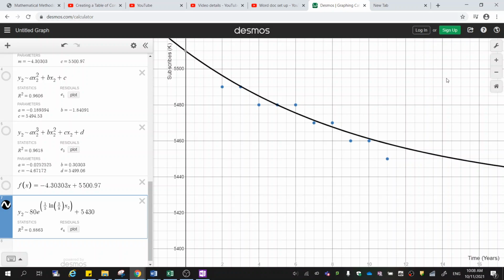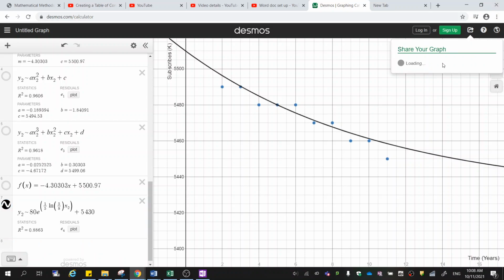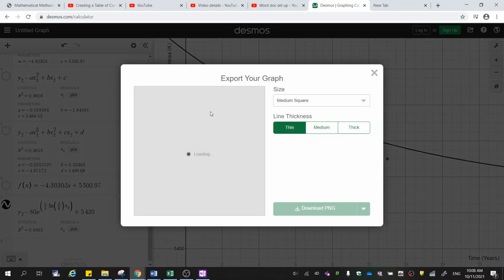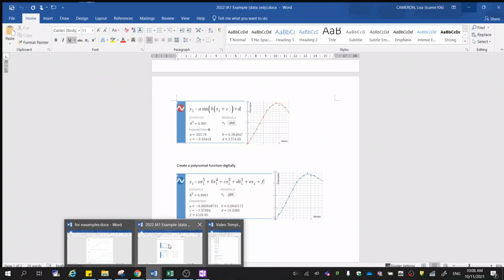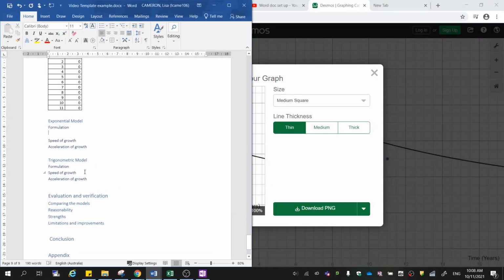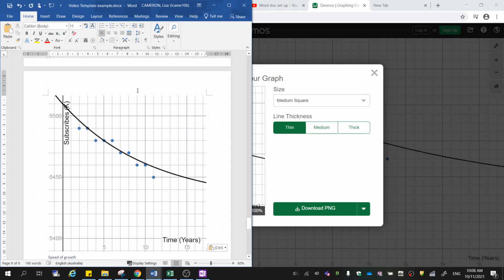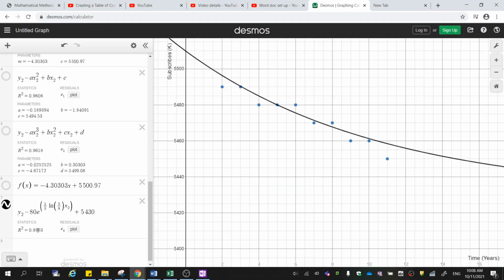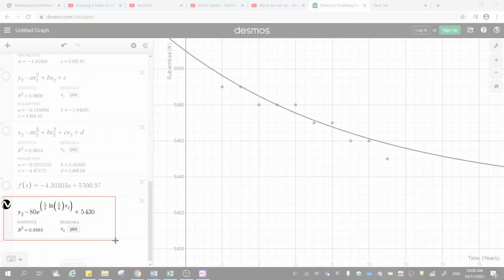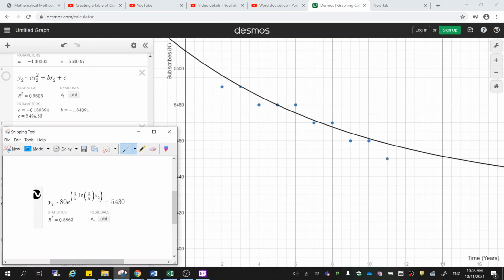Now you can see that it is saying that it's about 0.8863, and I can get a screenshot of it by coming over here and exporting that image. I'm going to copy that image and put it into this document over here. So there's my formulation of it. I'd have all the working above this image, and I would also take a little screen grab of this part here and throw that in my document so that I can comment on that regression score that I've developed.